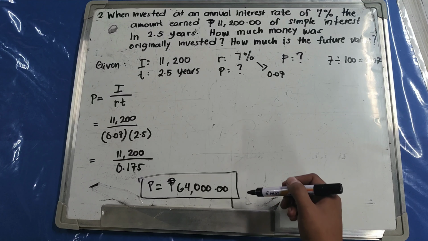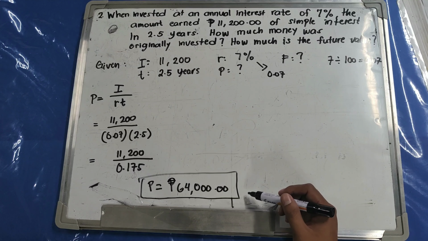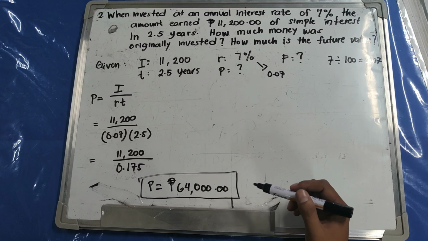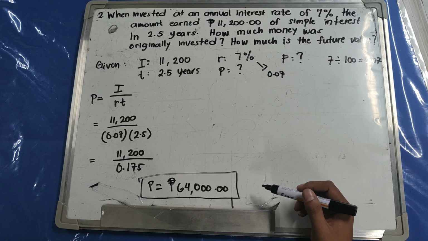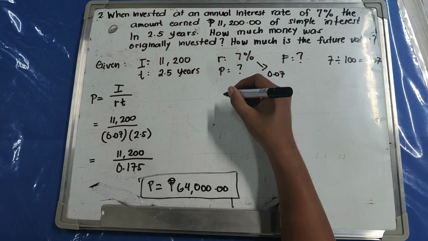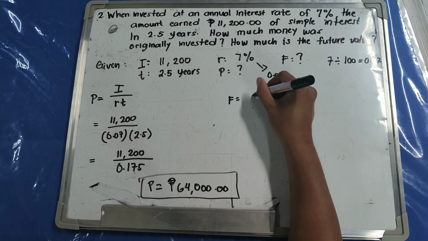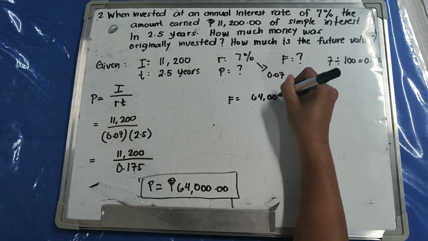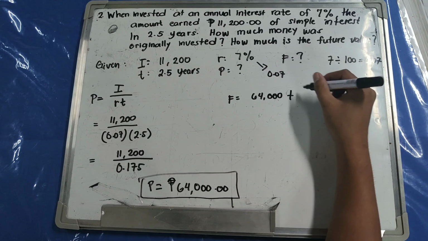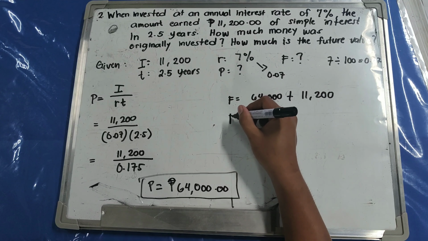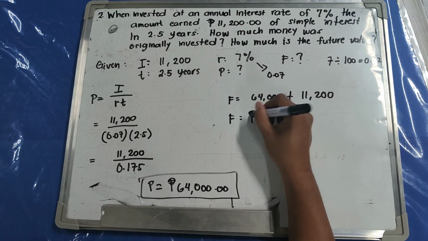Therefore, after 2.5 years, the maturity value is the principal plus the interest. Yung ini-invest mo plus yung tubo ng ini-invest mo. Therefore, after 2.5 years, your future value is equal to the principal, 64,000, plus the interest, 11,200. Therefore, your future value is how much?